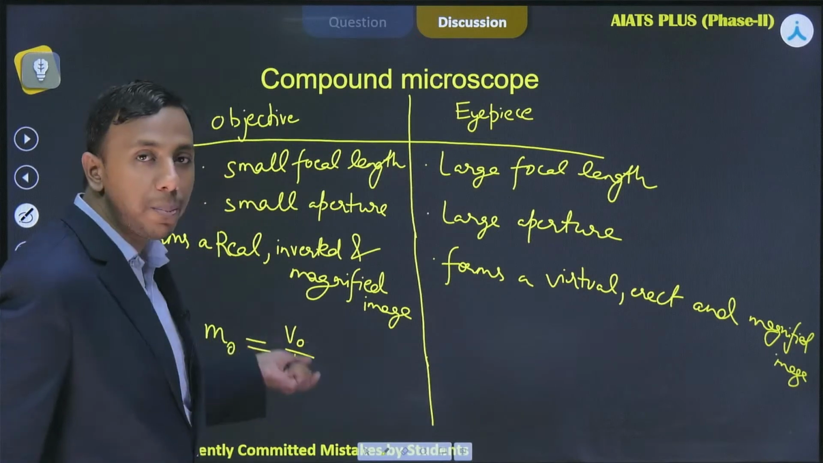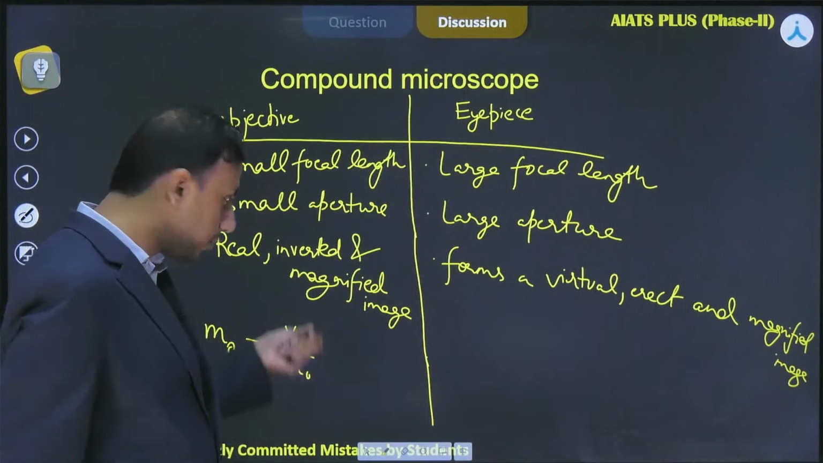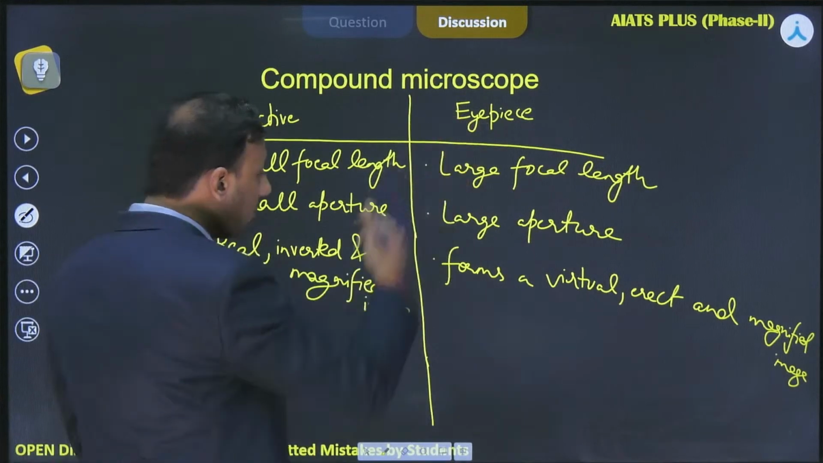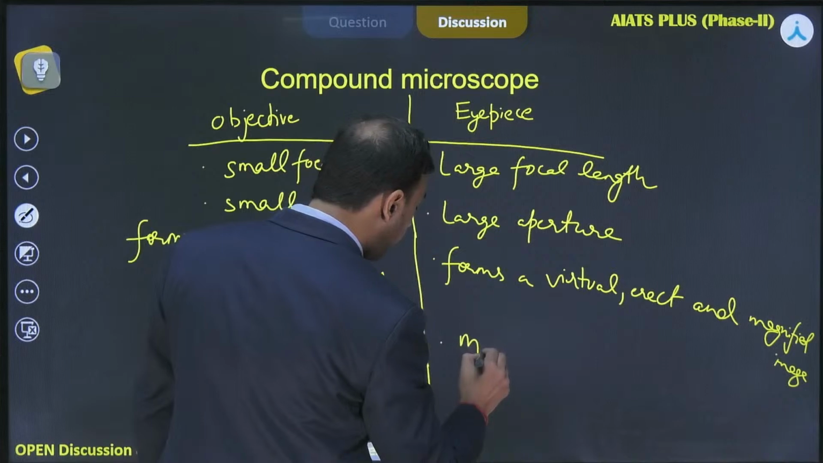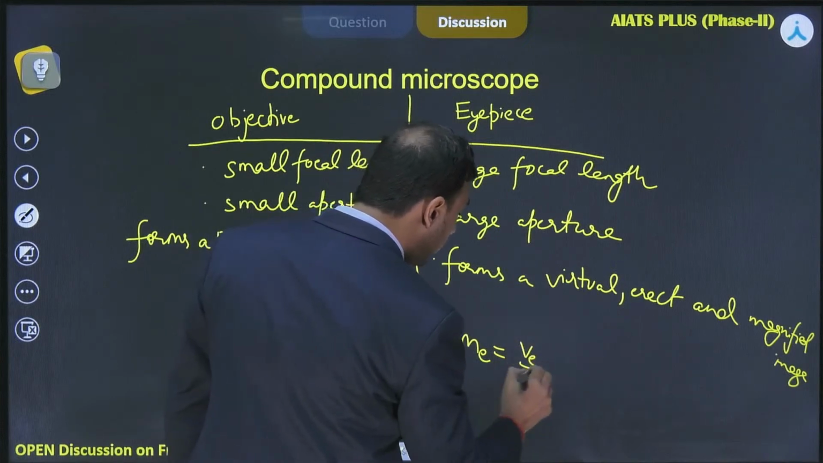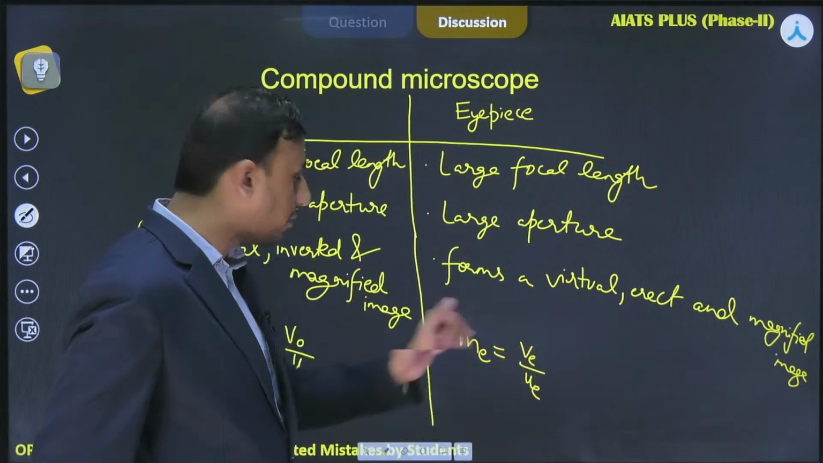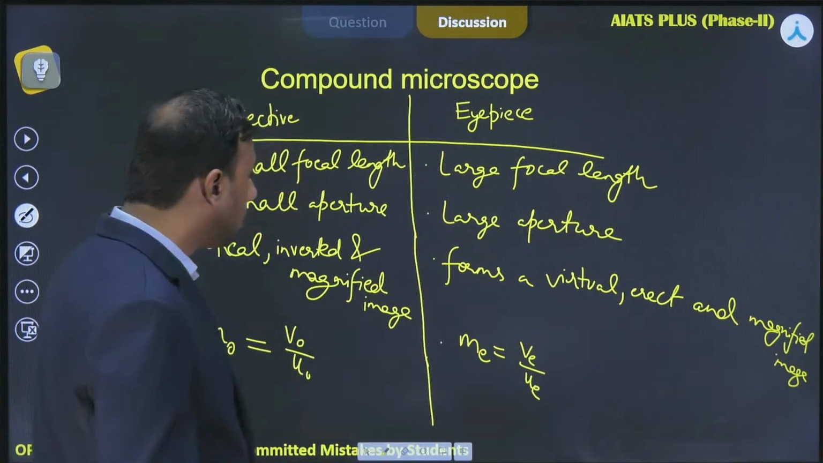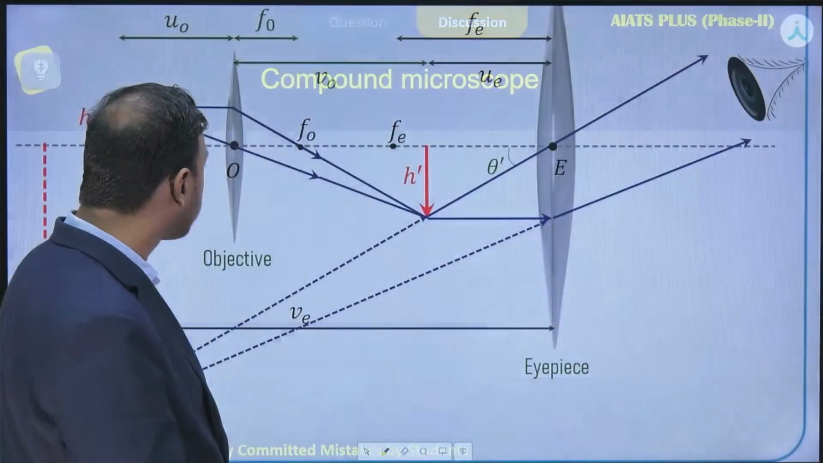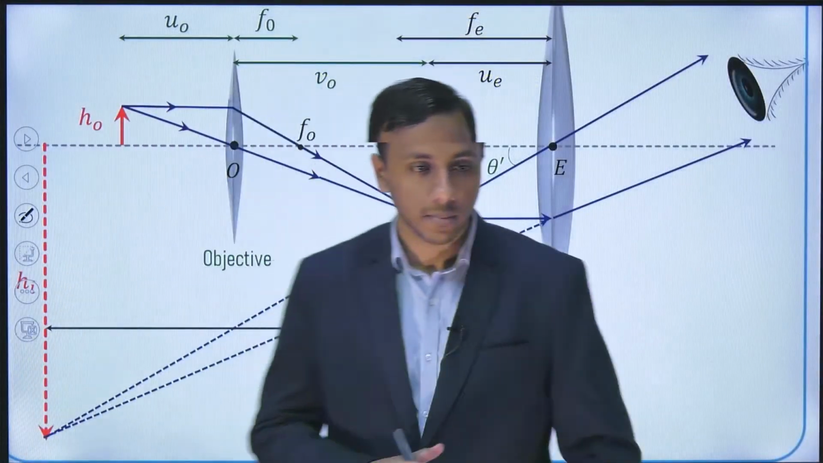You have to use the appropriate sign convention, whether it's positive or negative, and fill in these values. Similarly for the eyepiece, the magnification will be V by U, which is the image distance of the eyepiece upon the object distance of the eyepiece, right? Now see the diagram. This is what we have done, isn't it?